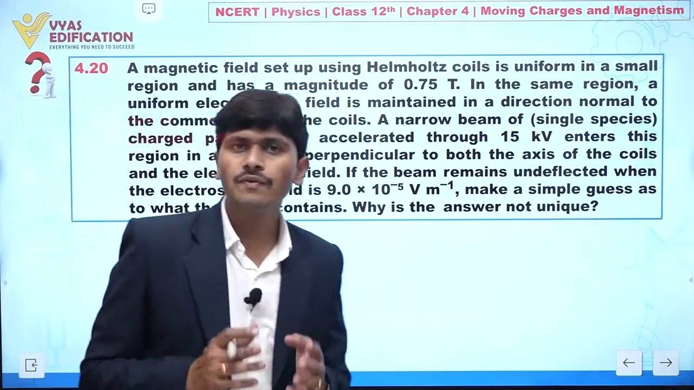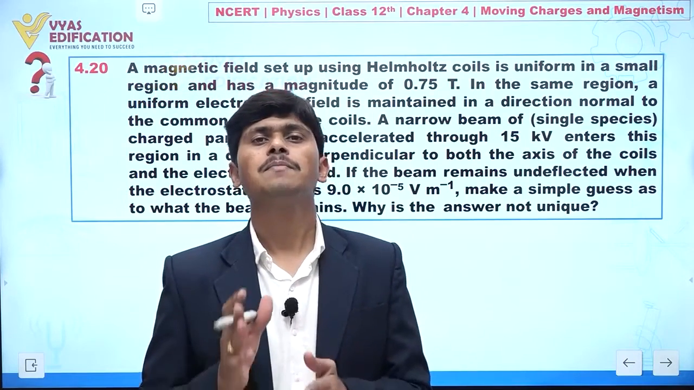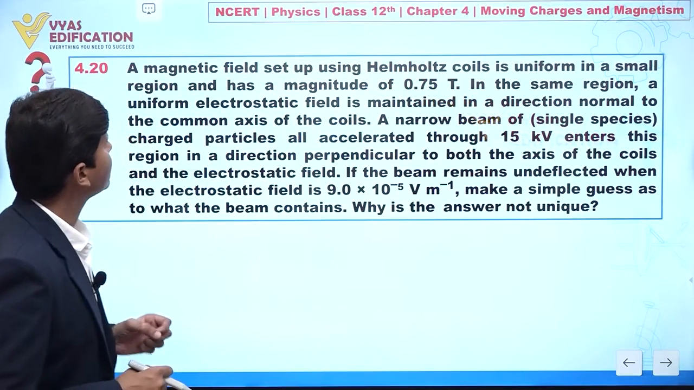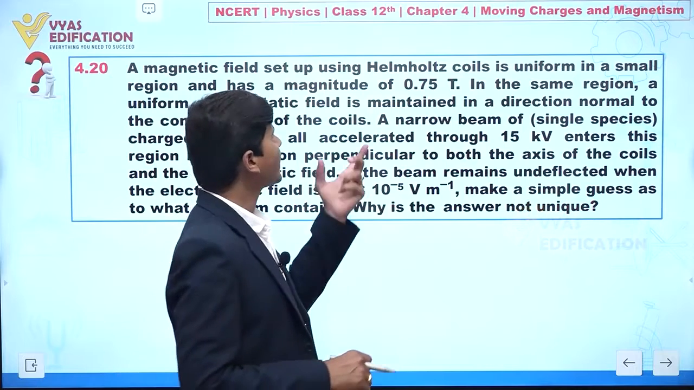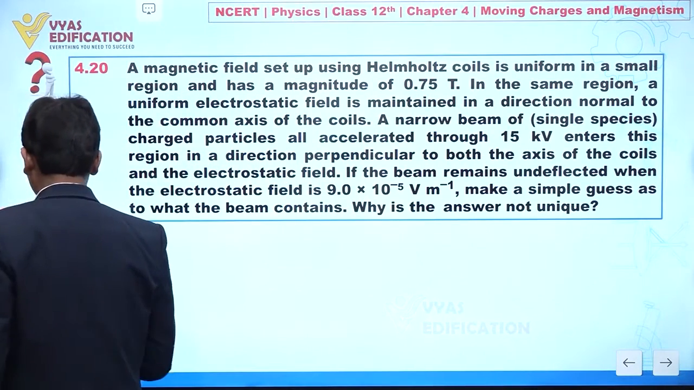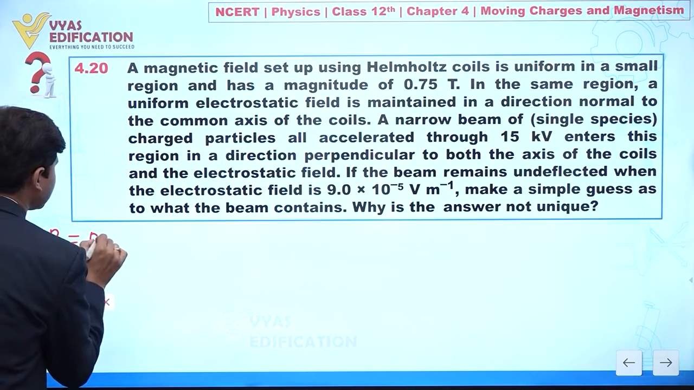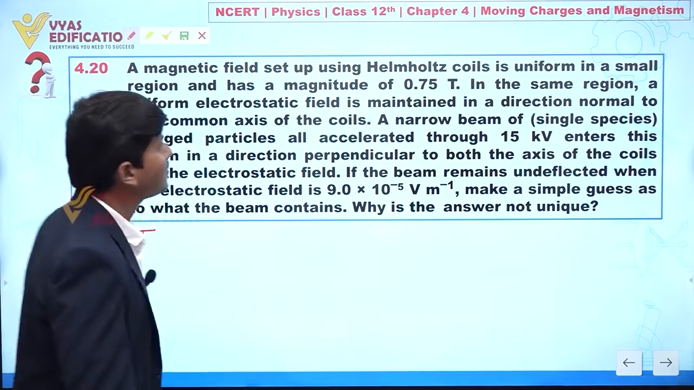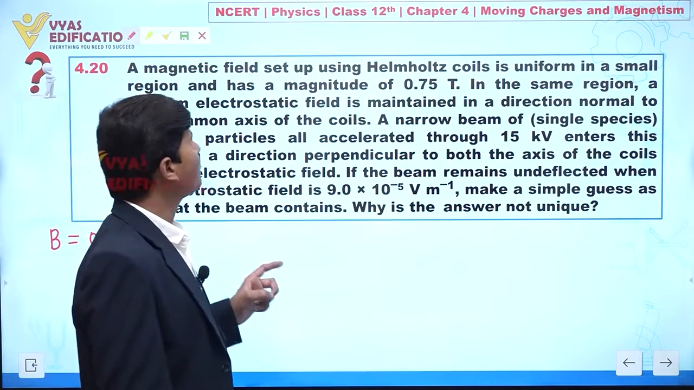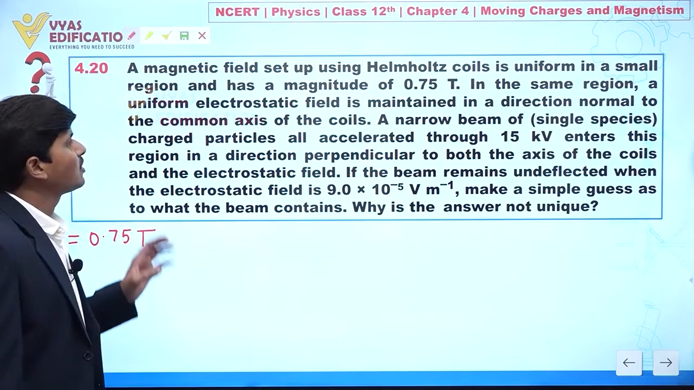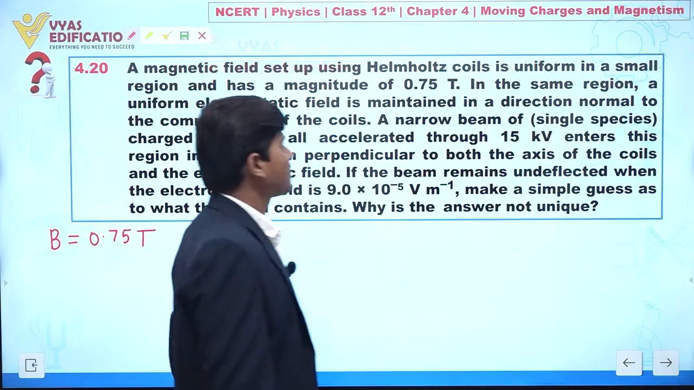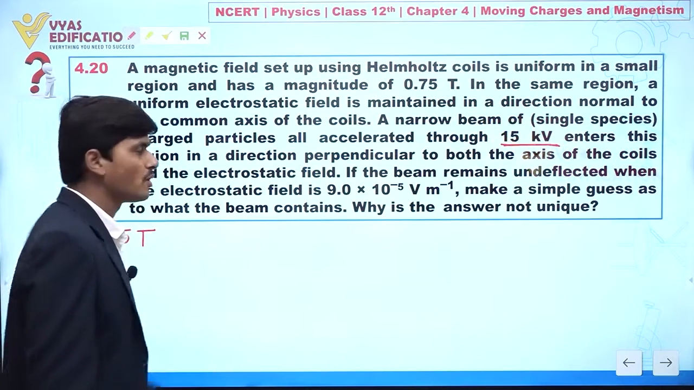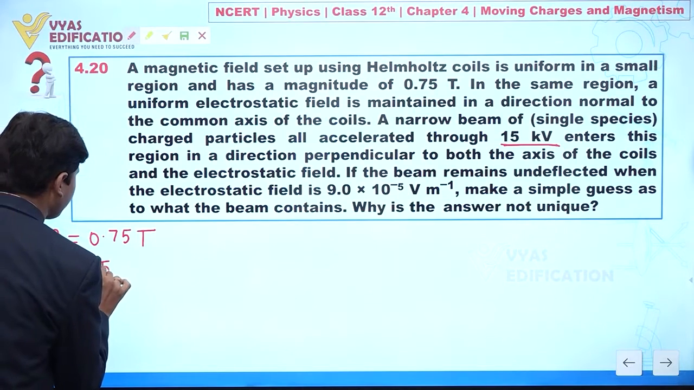And one more thing, if you find the net magnetic field at the midpoint between these two coils, it is almost the same. Clear? So here the value of the net magnetic field is given, so I can say the value of B is 0.75 Tesla. Clear everyone? 0.75 Tesla. In the same region a uniform electrostatic field is maintained in a direction. Okay, this is clear to you, this is just theory. One more thing is given: a single species of charged particle is accelerated through 15 kilovolt. It means the potential difference is 15 kilovolt.